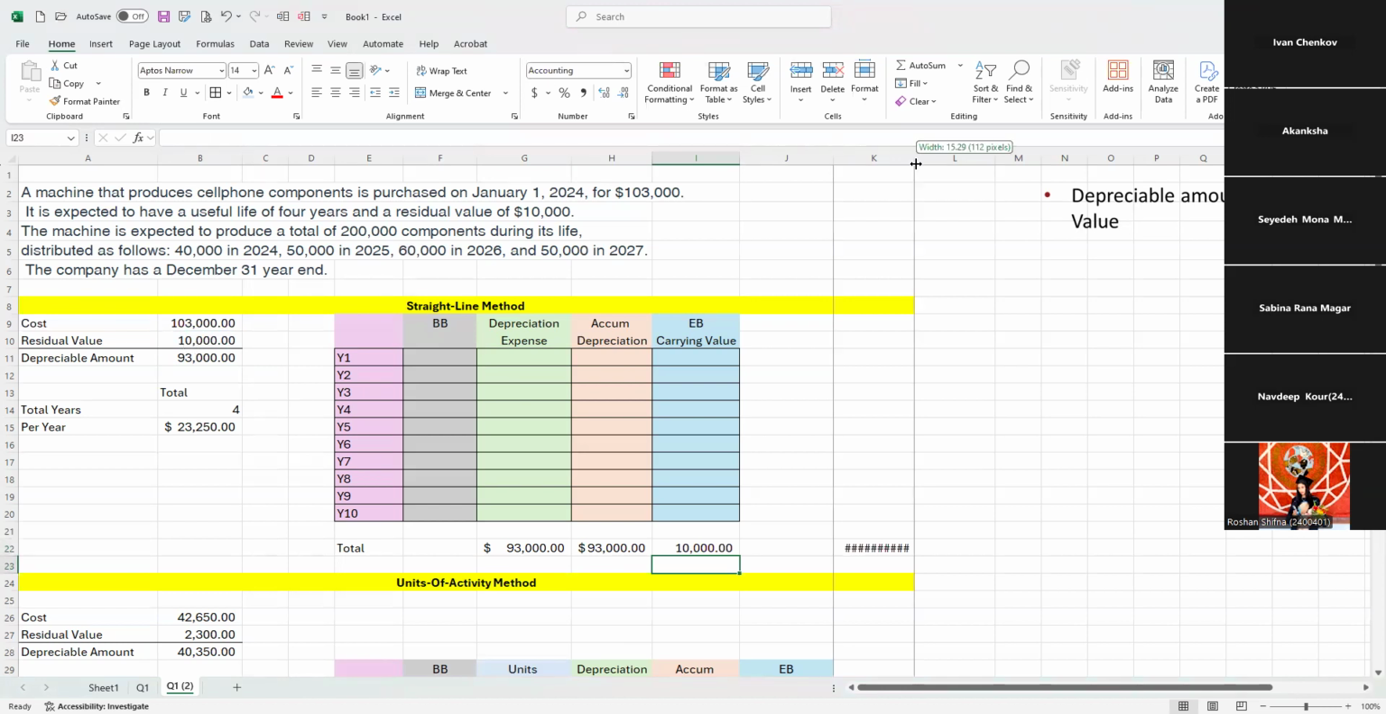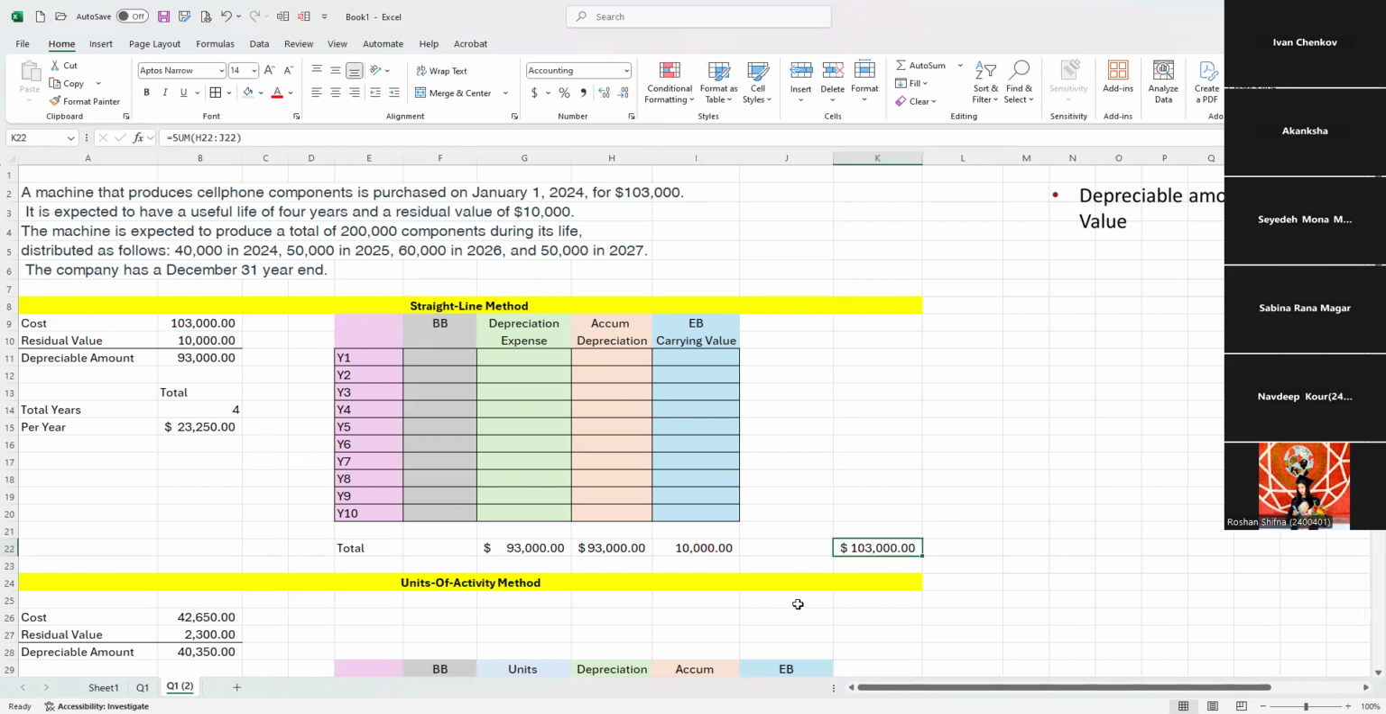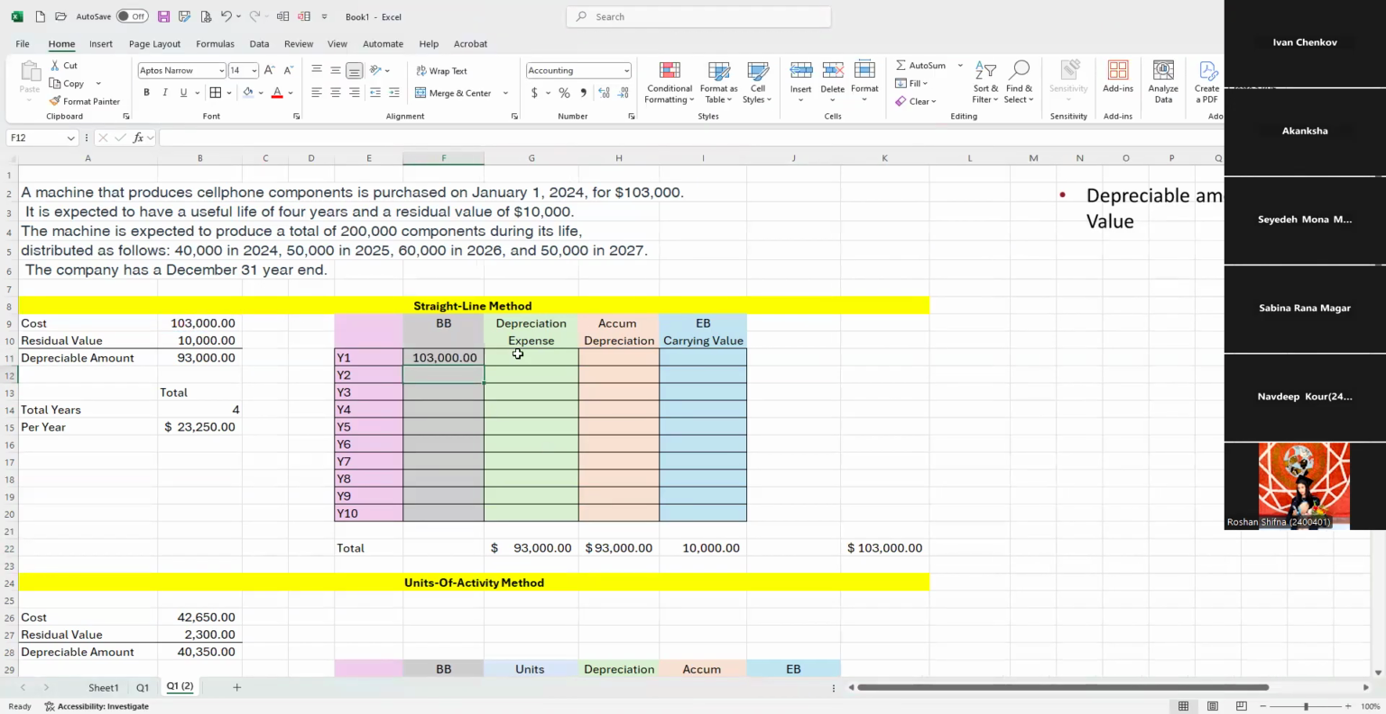So that's the only way you can get the 103,000 beginning balance. The beginning balance is our cost. Depreciation expense every year will be the same, right? How is that going to change year per year? It's not going to change. So I can easily lock this cell and just drag it down, and every year is going to be that. And the total, did I get 93?